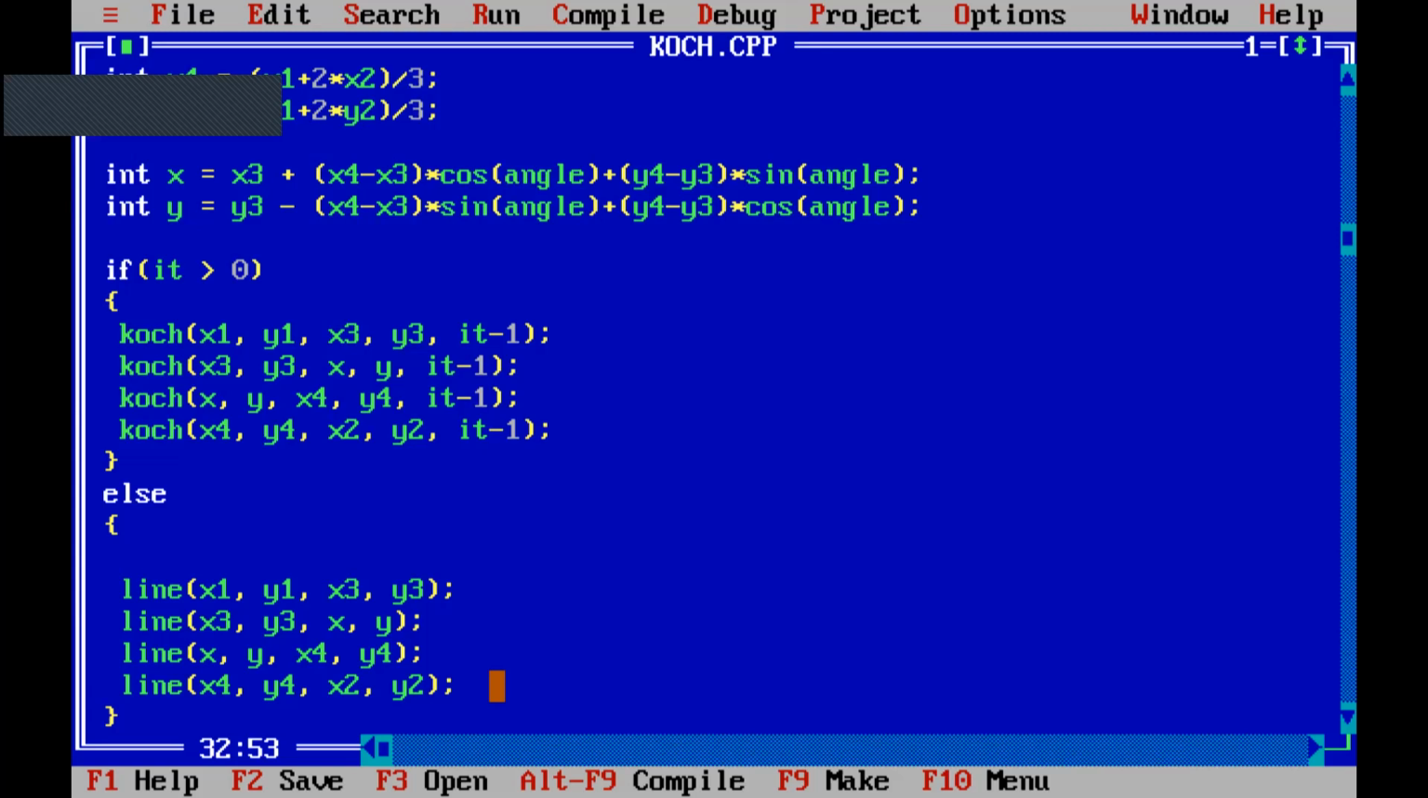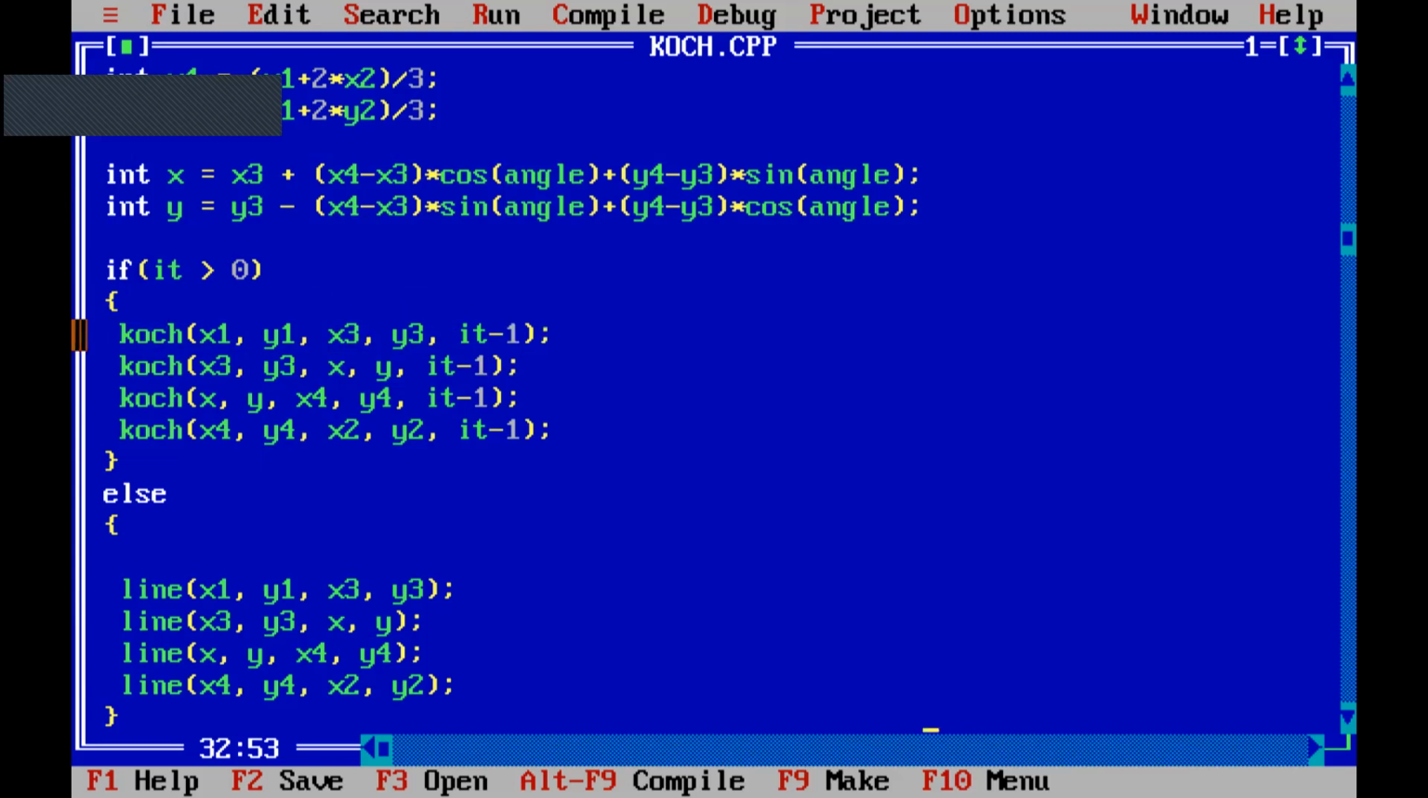I will follow the same procedure. So for all 4 segments, I will call the Koch function. For the first segment, how will I call it? Koch x1 y1 x3 y3 comma, what will be the iteration number? For the first iteration it was 4. So next iteration it will be 3. Next it will be 2. Next it will be 1. And finally it will be 0. So instead of it, I am calling it with it minus 1.